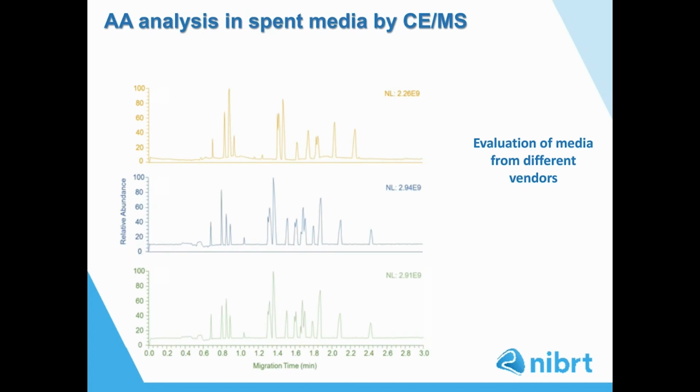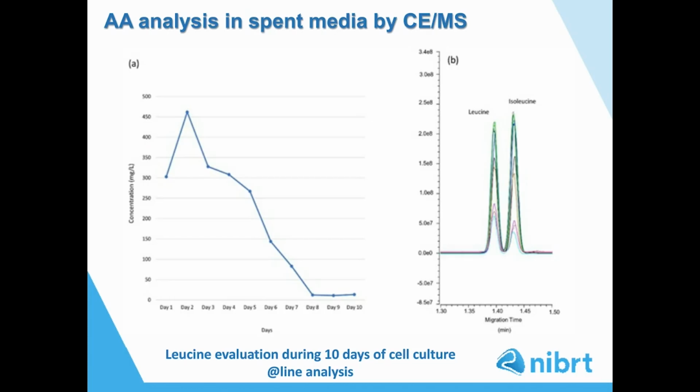Then we decided to also apply this tool for real cell culture monitoring. So a CHO cell line was cultured in batch mode over 10 days, and aliquots were taken daily and analyzed. The graph here is just an example of the trend of leucine consumption over the 10 days of cell growth.